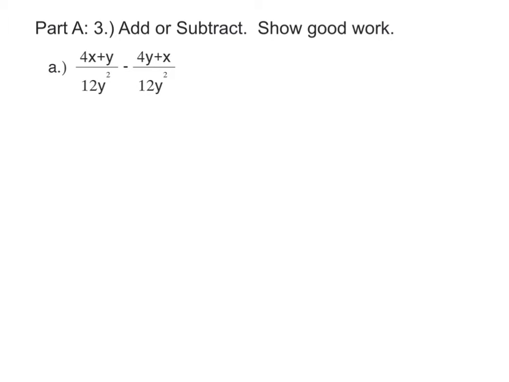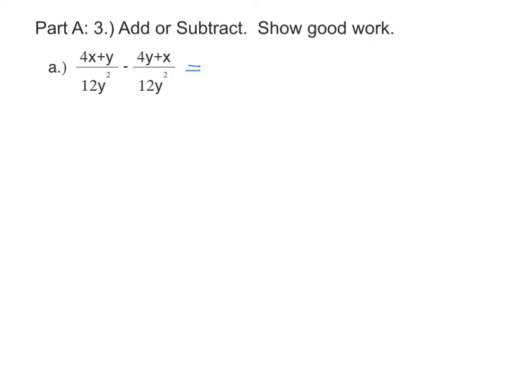If you're going to add or subtract two fractions, the most important thing you have to look for first is common denominators. We need to get both of the denominators of the fraction to be the same. And for these two fractions, they both have a denominator of 12y squared. So these two fractions already have a common denominator.